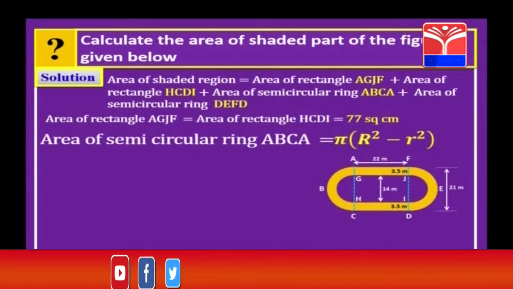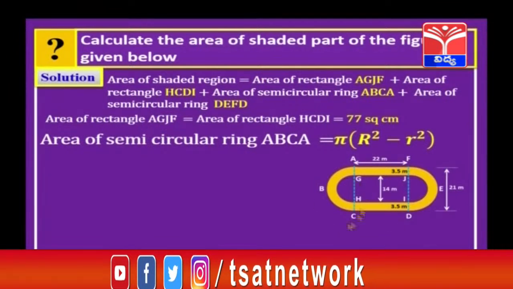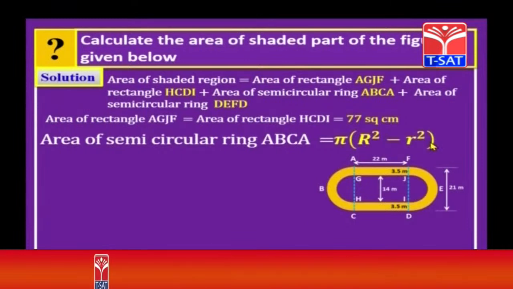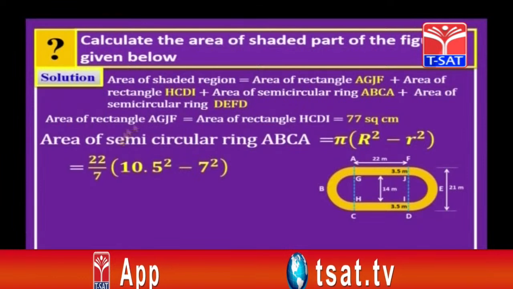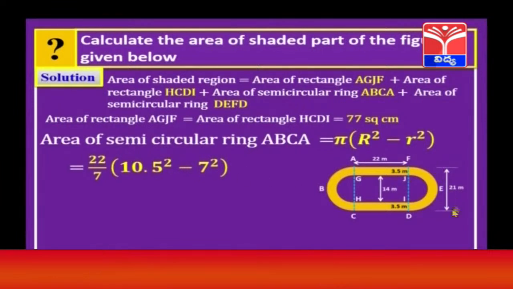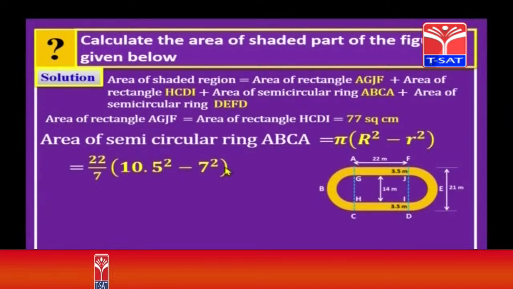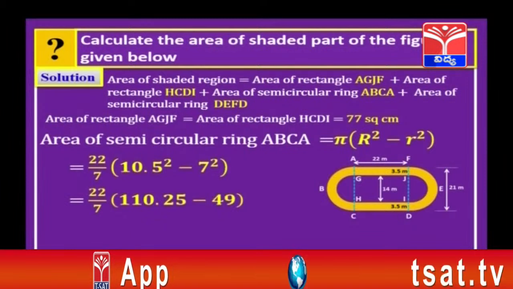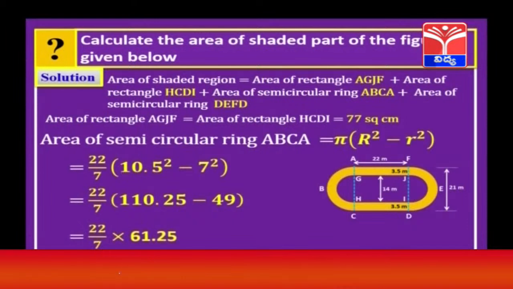Now let us find the area of the semicircular ring. Okay, that is this part. So that is given by pi into capital R square minus small r square. So that is 22 by 7 into capital R is 10.5 whole square because the diameter is 21. So its radius will be 10.5. So 10.5 whole square minus, here the diameter is 14. What is the radius, children? 7. So 7 square. Now let us substitute the values of 10.5 square and 7 square as shown on your screen. On subtracting them, you get 22 by 7 into 61.25.